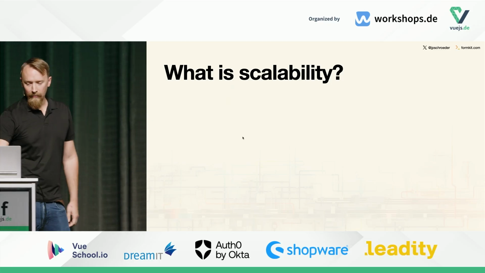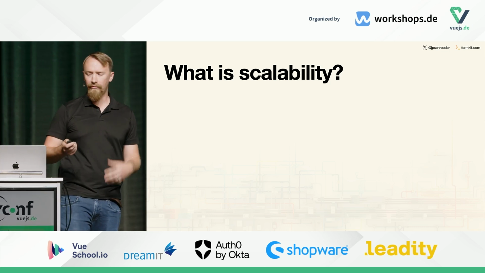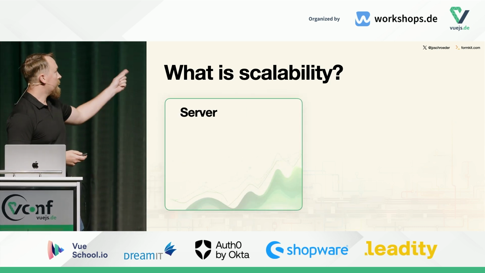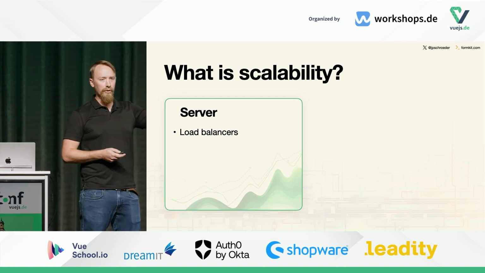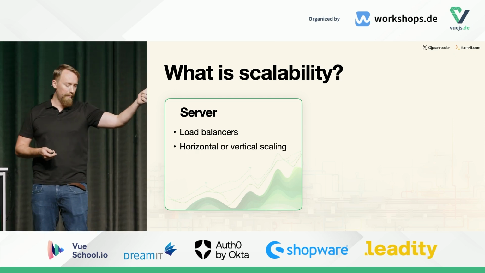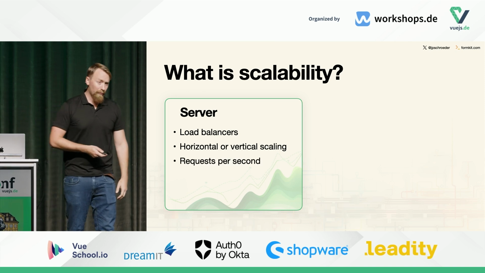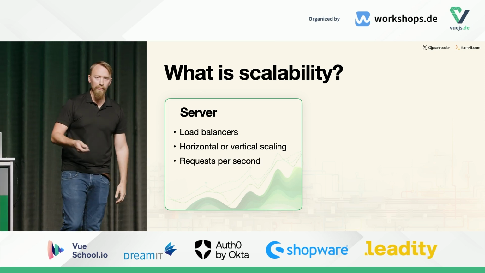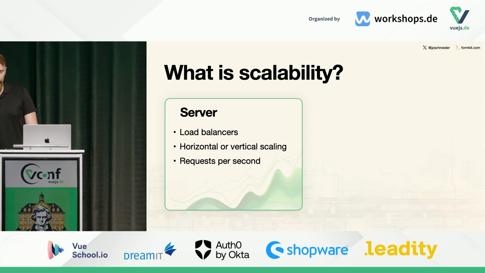First of all, what do I mean by scalability? That's not necessarily something you would think would apply to forms, but I think it does. In the server context, we're already familiar with the idea of scalability. We use terms like load balancers, horizontal and vertical scaling, how many servers, things like that. Requests per second might be a metric we would track if we wanted to know how scalable our backends were. But what does that mean on the front end?